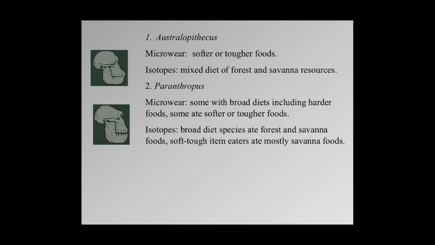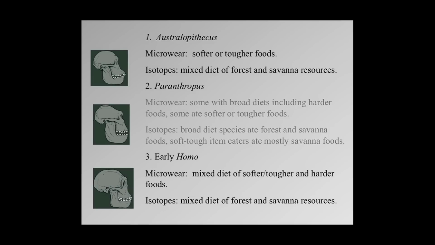So two different signals. For early Homo, the microwear suggests a mixed diet of softer, tougher, and harder foods, and the isotopes suggest a mixed diet of forest and savanna resources. So that's where we are at this point.